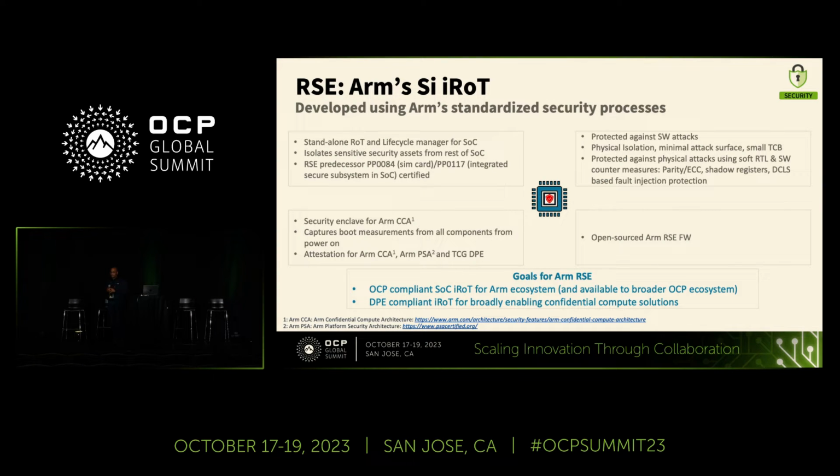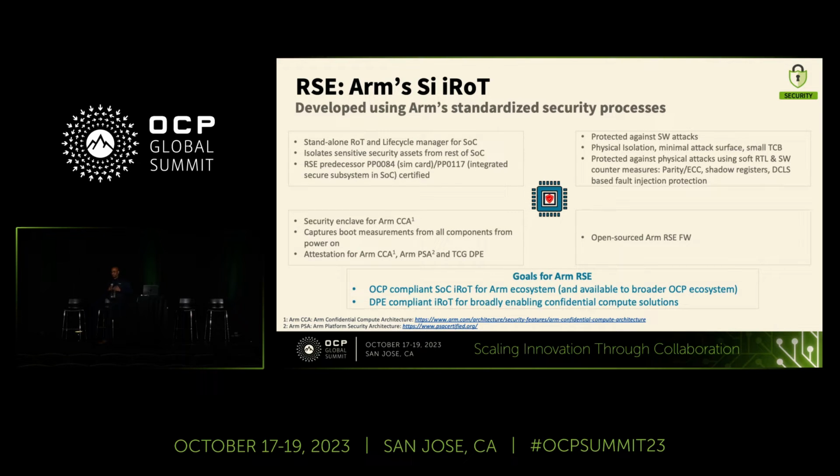So that brings us to the ARM Silicon Root of Trust. So what are we? We have a new Silicon Root of Trust that we're developing. It's a standalone root of trust that does the lifecycle management for the SoC. It isolates all the security assets from the rest of the SoC. The foundation for this root of trust has been certified to be a root of trust for a SIM card, as well as an integrated root of trust for a SoC.